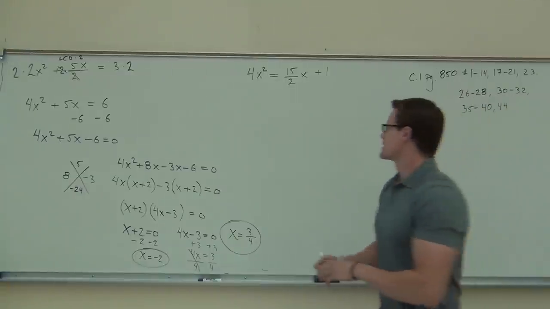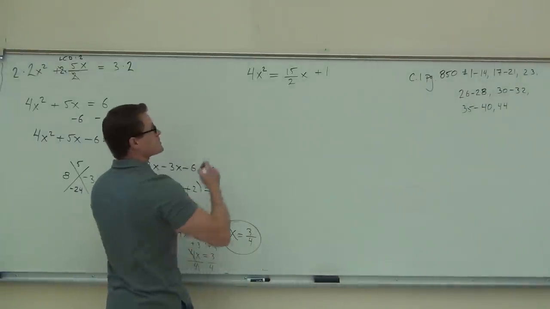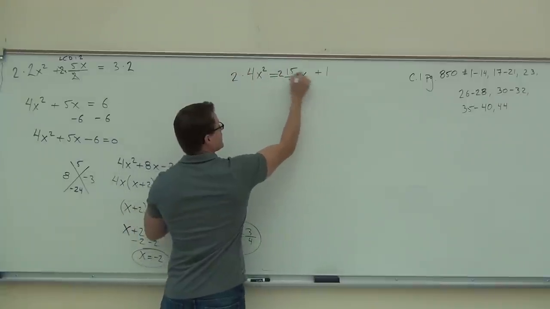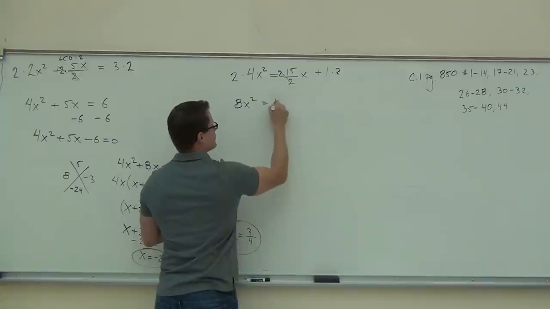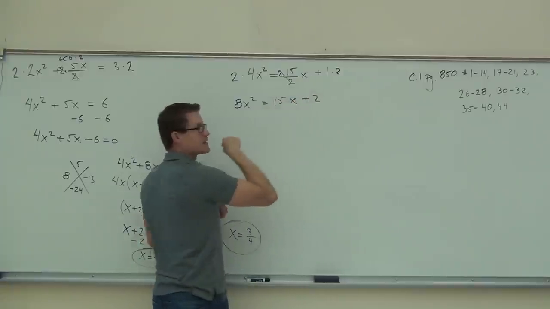Okay, we have about 20 seconds. I just want to make sure you can get the first couple steps. First couple steps are you're going to multiply everything by 2. You're going to get 8x squared, you're going to get 15x, and you're going to get 2. Did you make it that far?